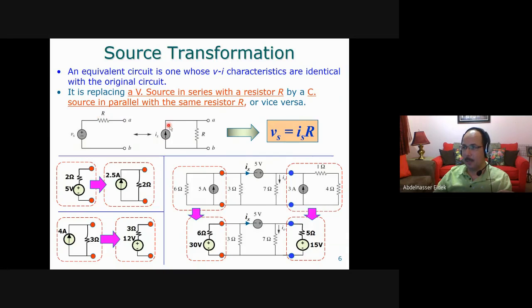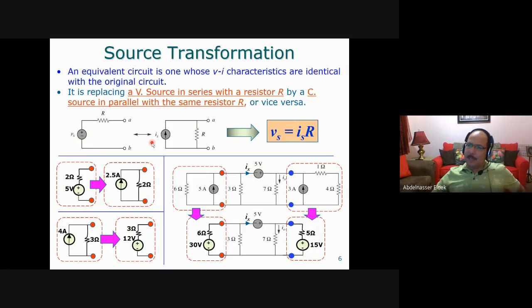So here's R, here's R. But the current source is parallel with the resistor, and the voltage source is in series with the same resistor. And when you convert, the relation between the voltage and current is very simple, just Ohm's law. If you want to convert this one to this one, Vs equals R times I. And if you convert this one to this one, Is is V divided by R using Ohm's law. That's it. Very simple.